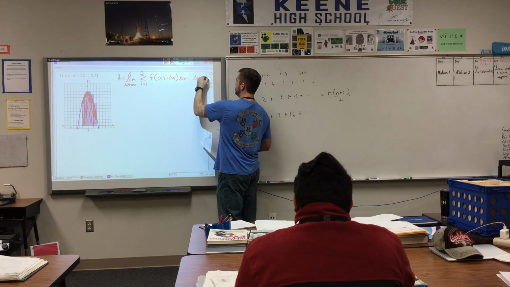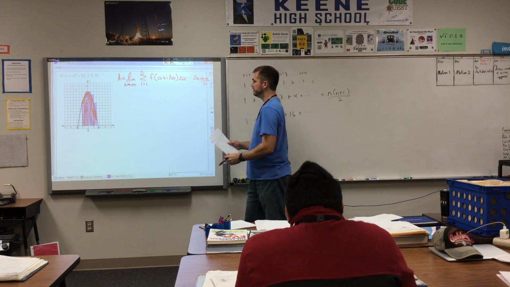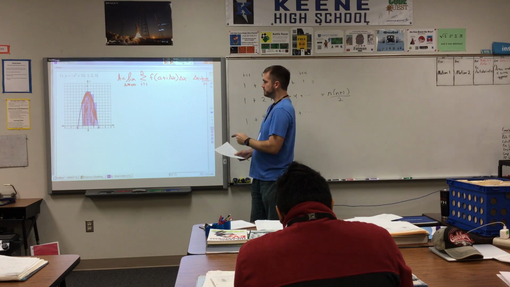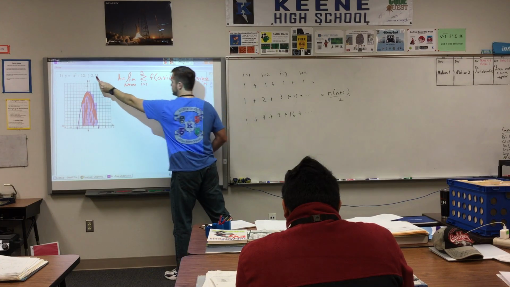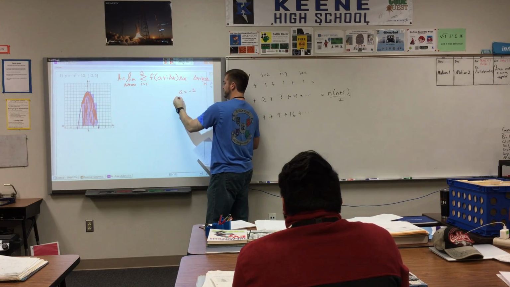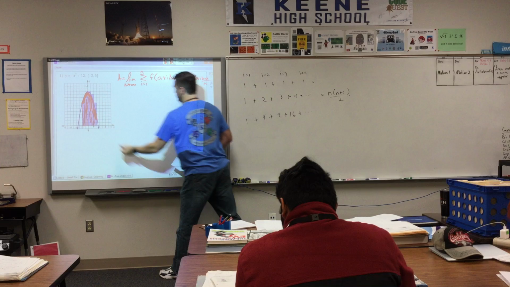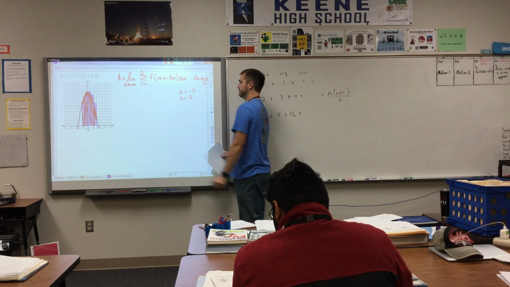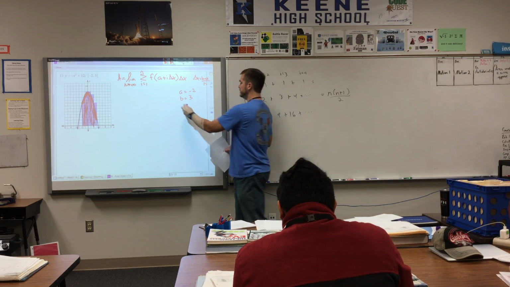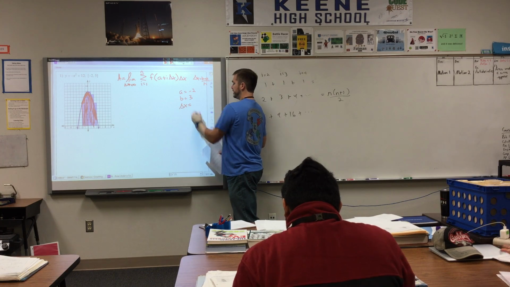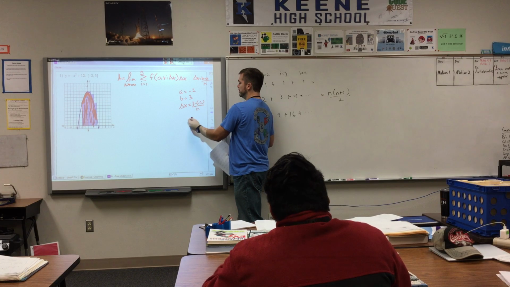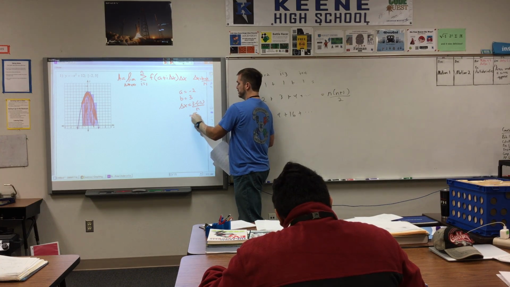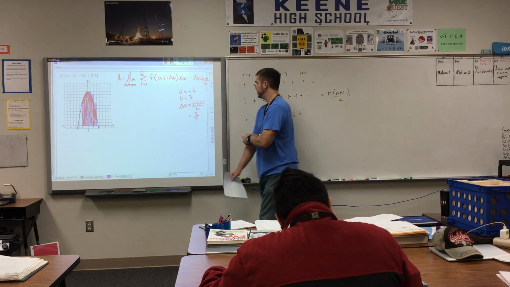All right, where delta x equals b minus a all over n. In this particular problem, a is our starting point, so -2. B is our ending point, so +3. So delta x is going to be 3 minus -2 over n, so 5 over n.